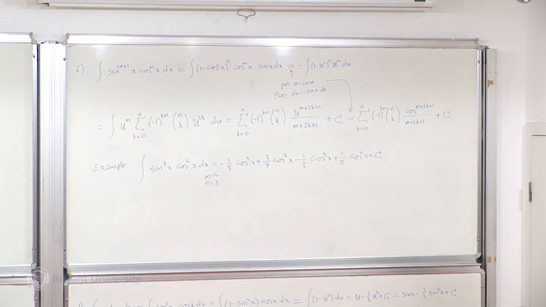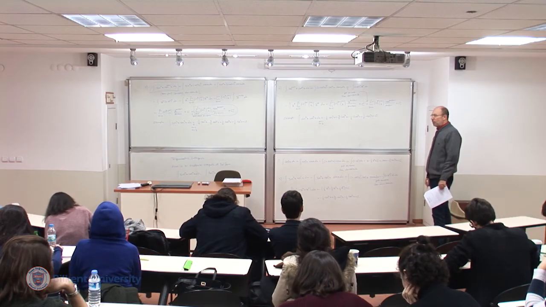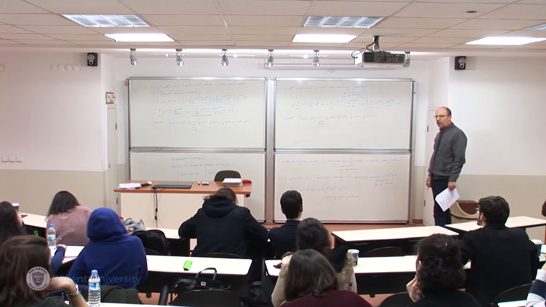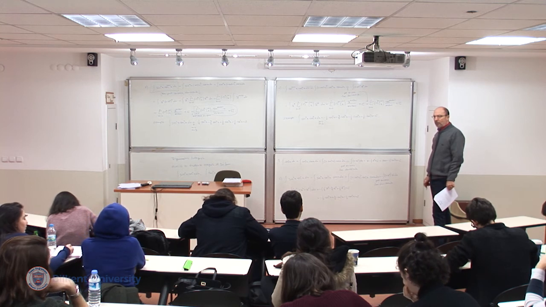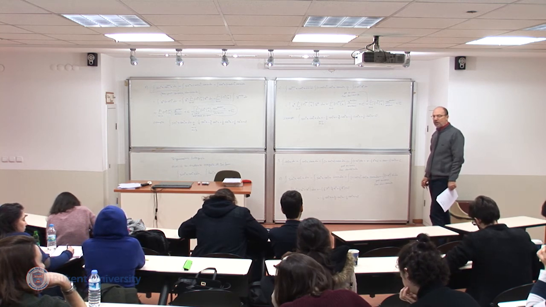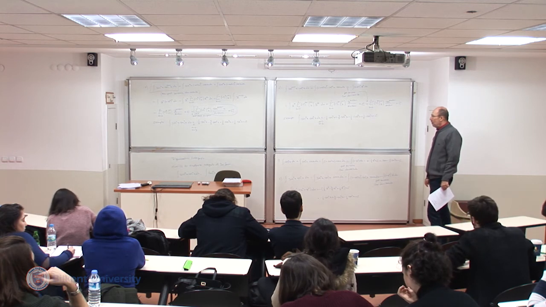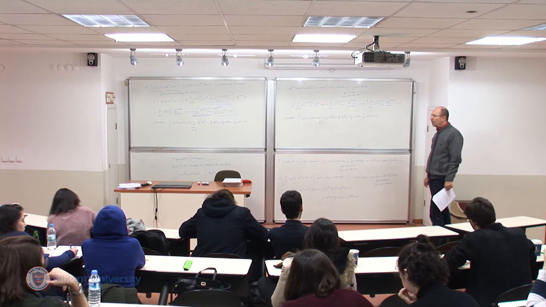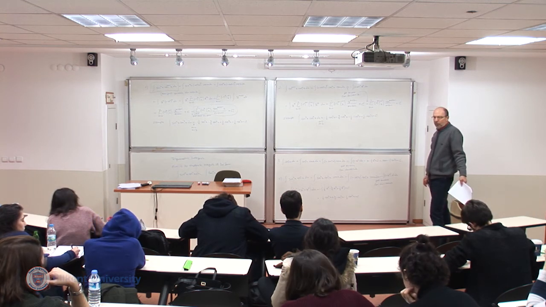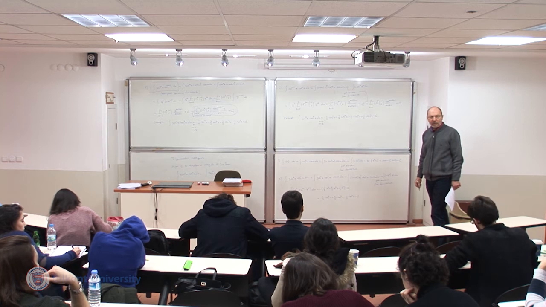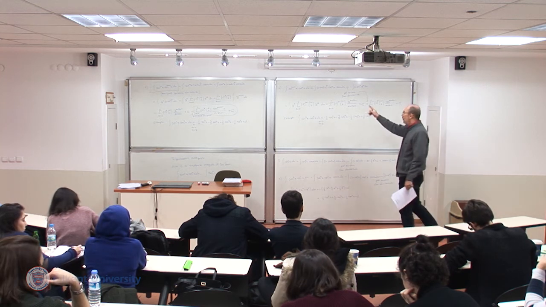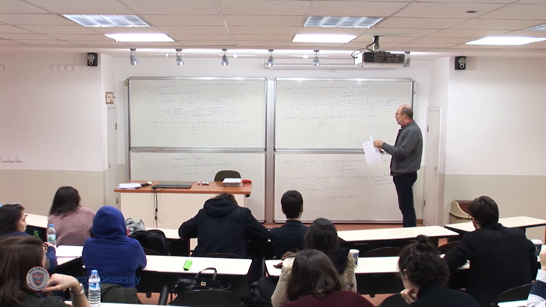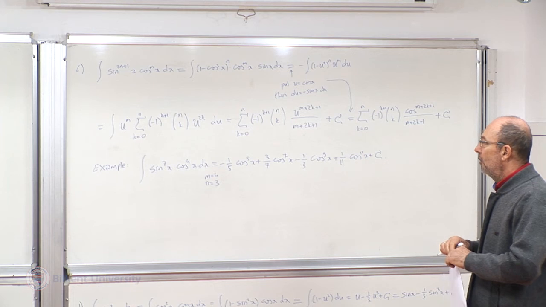So we covered all cases. When both powers of sine and cosine are even, you choose one of them and write it in terms of the other, and then you use a reduction formula. When the power of one of them is odd, you take one factor out and write everything in terms of the other. When both powers are odd, it doesn't matter. You can choose any of them and use one of those two things. So this covers the integration of sine times cosine.